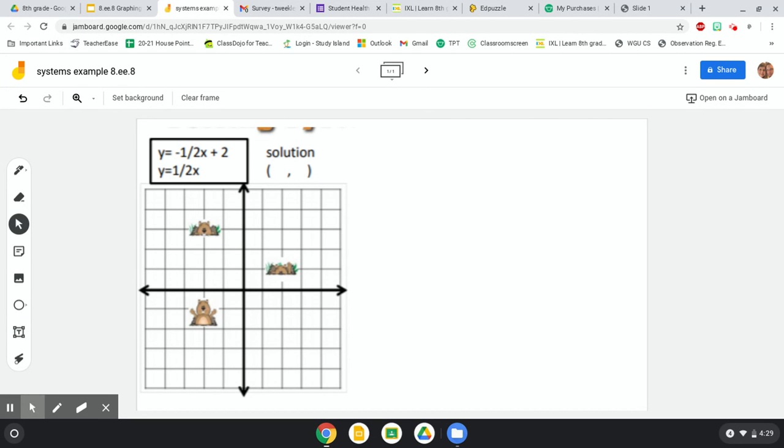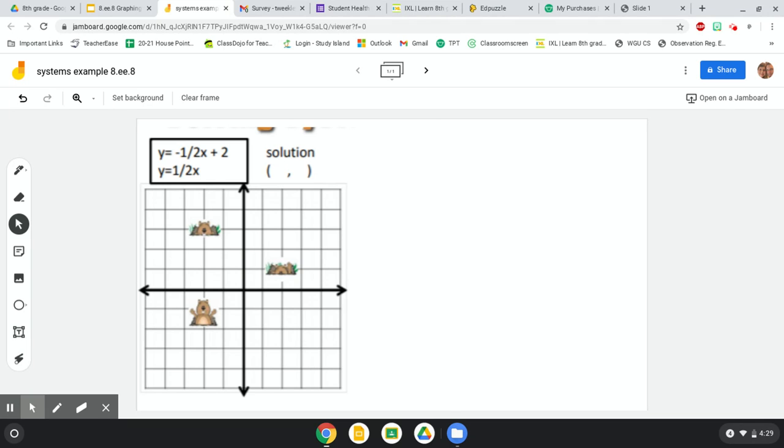And this standard is dealing with systems of equations. You should have already watched the Ed puzzle where it walks you through how to use the graphing strategy. If you have not watched that, stop here, go back and watch that. That was the first thing you were supposed to watch today. The next thing is what we're going to be doing as your activity.